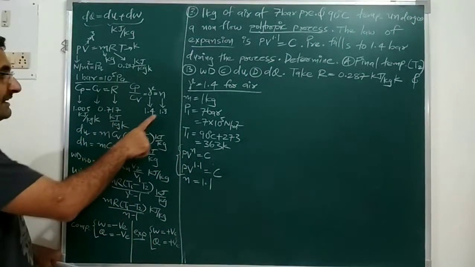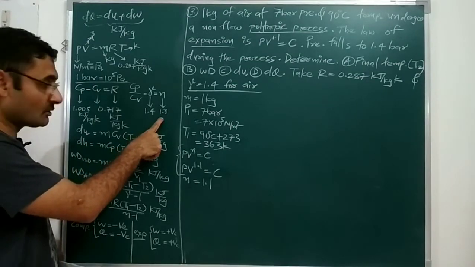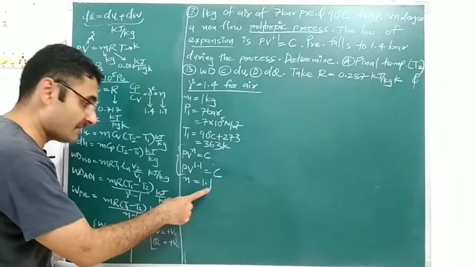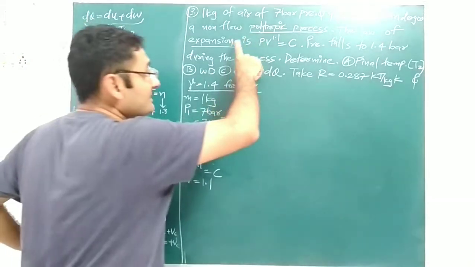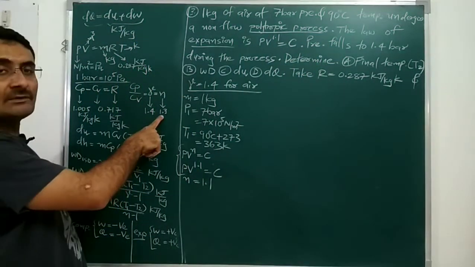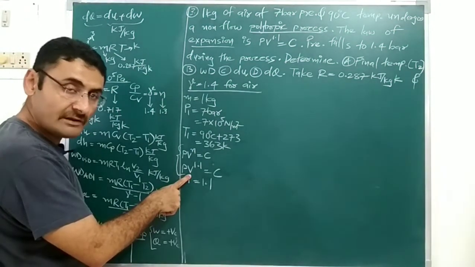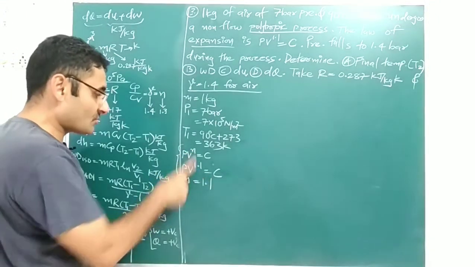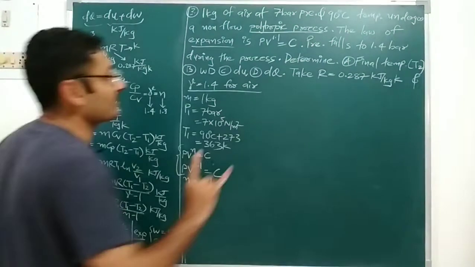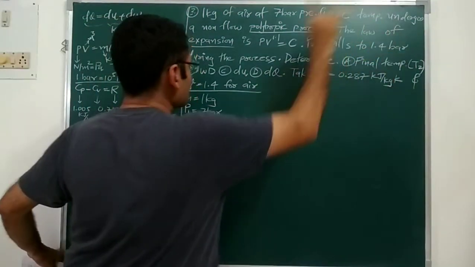Now you cannot accept 1.3. Why? Because the value is given over here. When the value is not given and it is simply said polytropic process, you would directly say 1.3, but over here the equation is given, PV raised to 1.1 equals C. So N is equal to 1.1. Clear up to that?